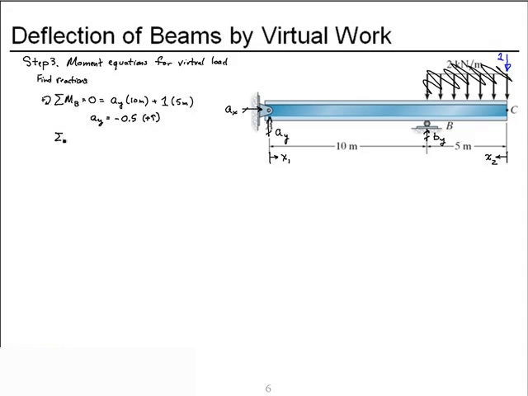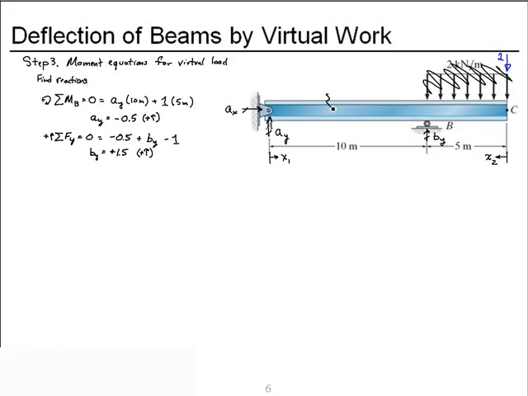Now sum forces in the y direction. Take up as positive. I have the negative 0.5 reaction at A, by, which is assumed up, and the virtual load applied at C. Solve for by and I get a positive 1.5. It is in the direction I originally drew it.